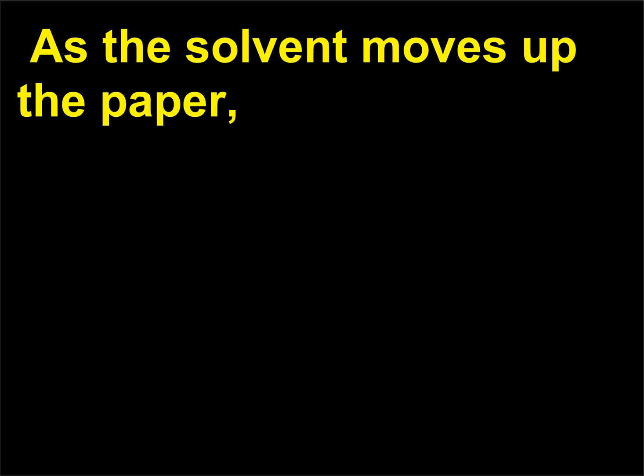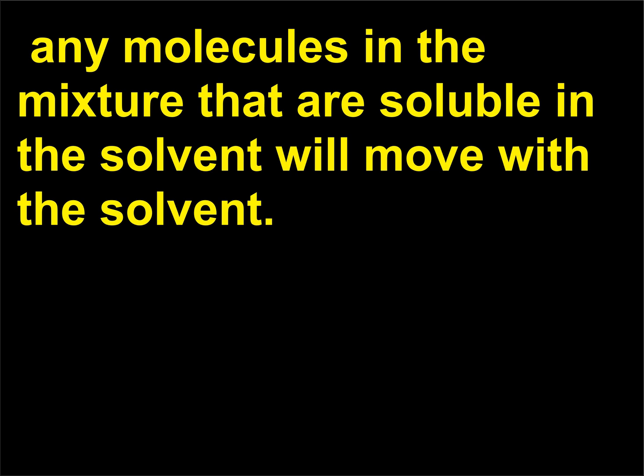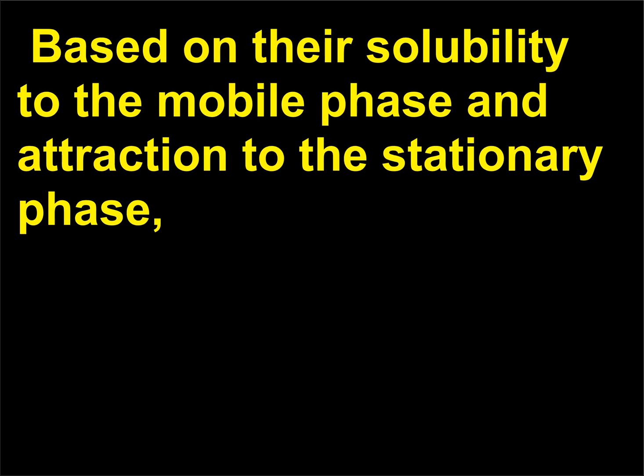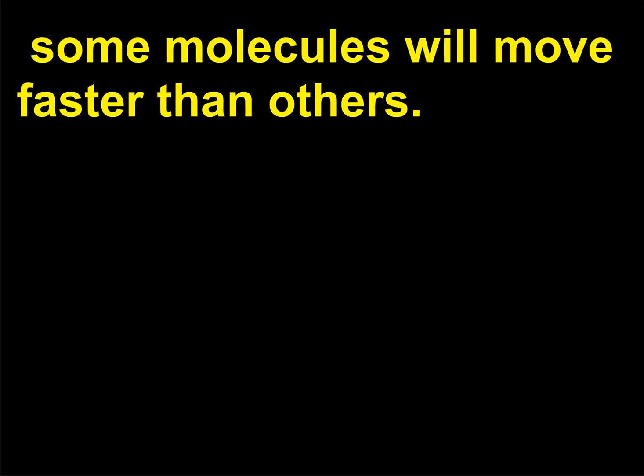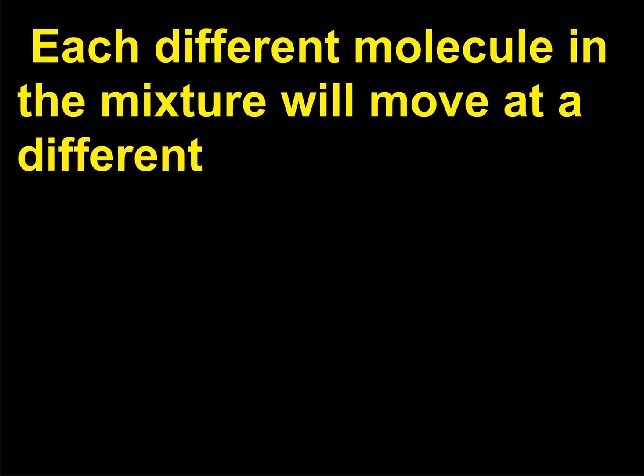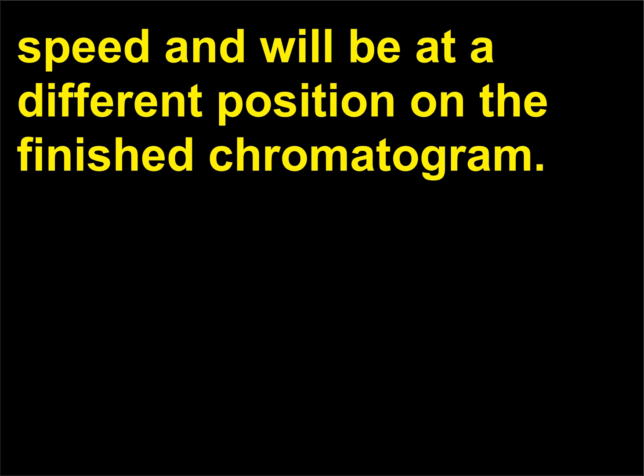As the solvent moves up the paper, any molecules in the mixture that are soluble in the solvent will move with the solvent, based on their solubility to the mobile phase and attraction to the stationary phase. Some molecules will move faster than others. Each different molecule in the mixture will move at a different speed and will be at a different position on the finished chromatogram.